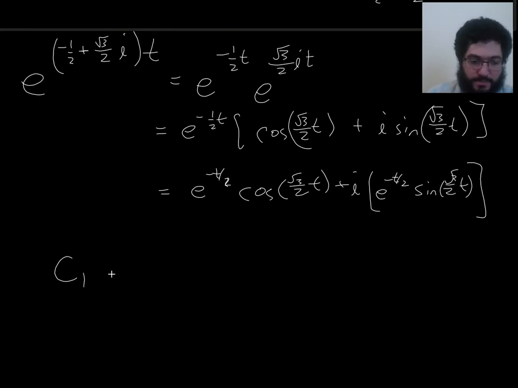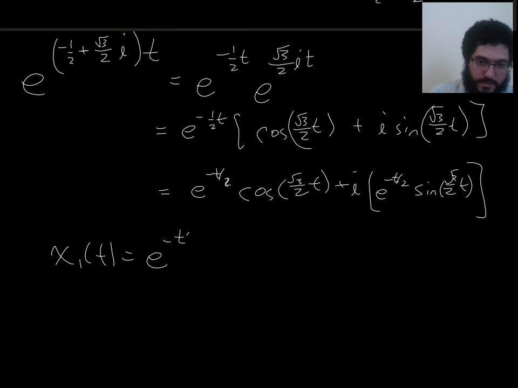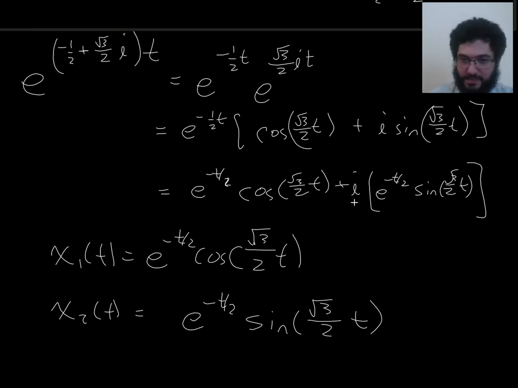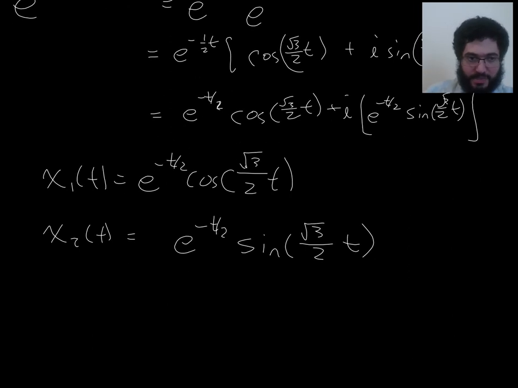So x1 of t equals that. There's one nice real solution. And x2 of t equals that. There's another nice real solution. You see, I'm ignoring the i. I'm taking the imaginary part. So these are two nice real independent solutions.